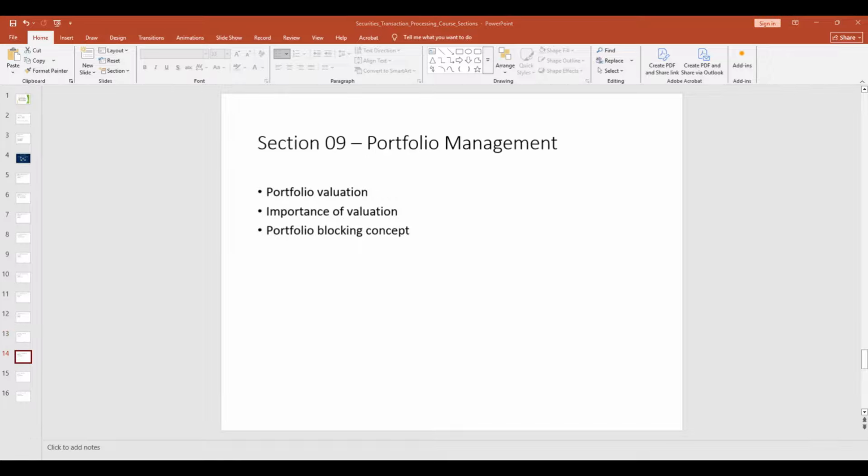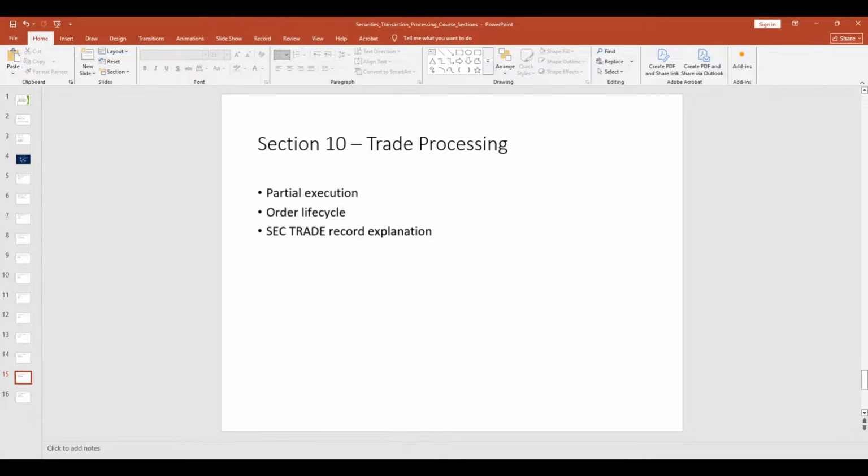In section 9, we explore portfolio management concepts. We learn what portfolio valuation is and why it is important in securities operations. We also see how portfolios can be blocked when trading restrictions are required. In section 10, we move to advanced trade processing. Here, we demonstrate how the system handles partial execution of trading orders. This helps us understand how the system manages situations where the full order quantity is not executed in the market.